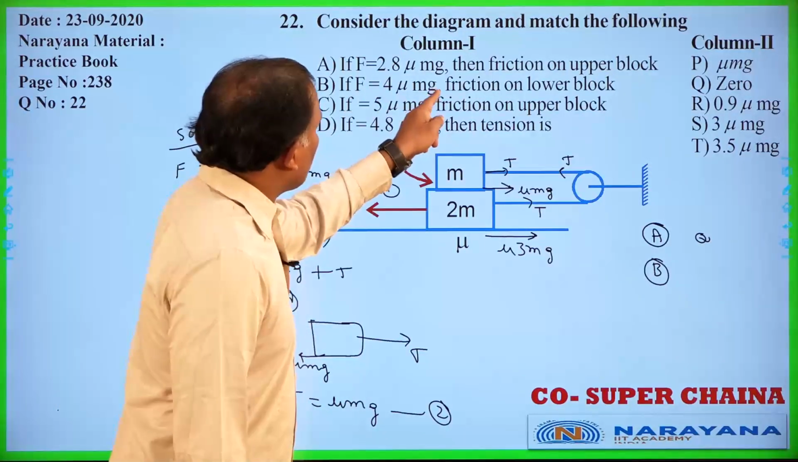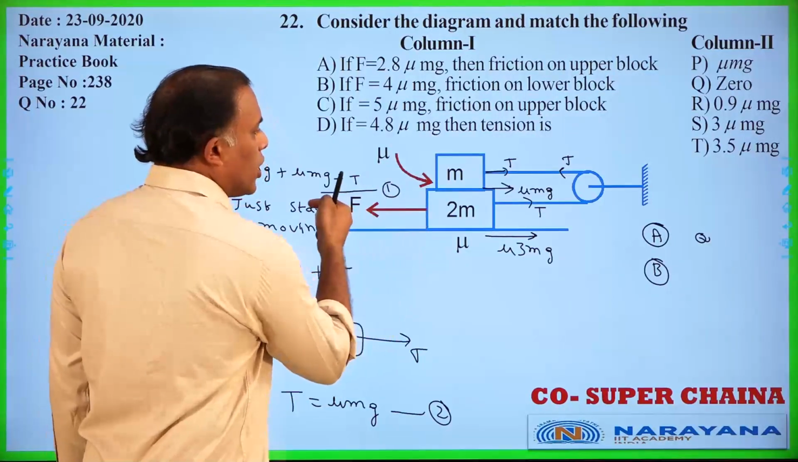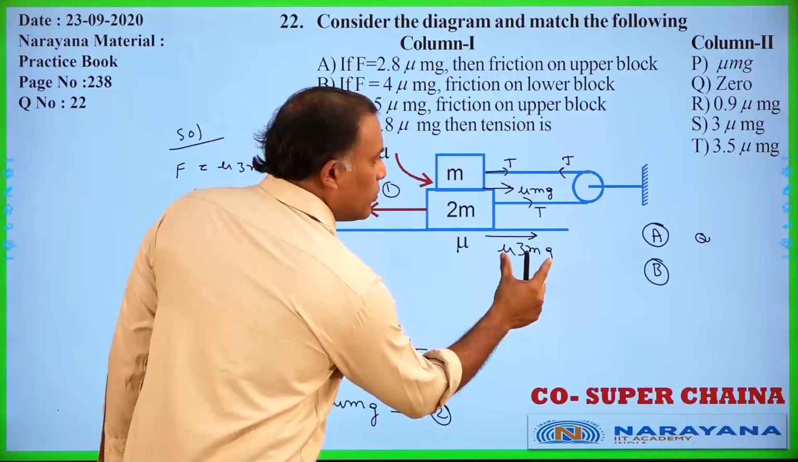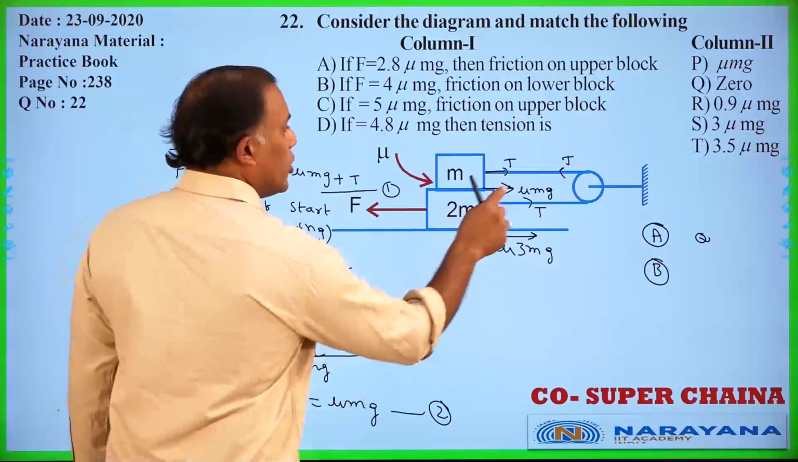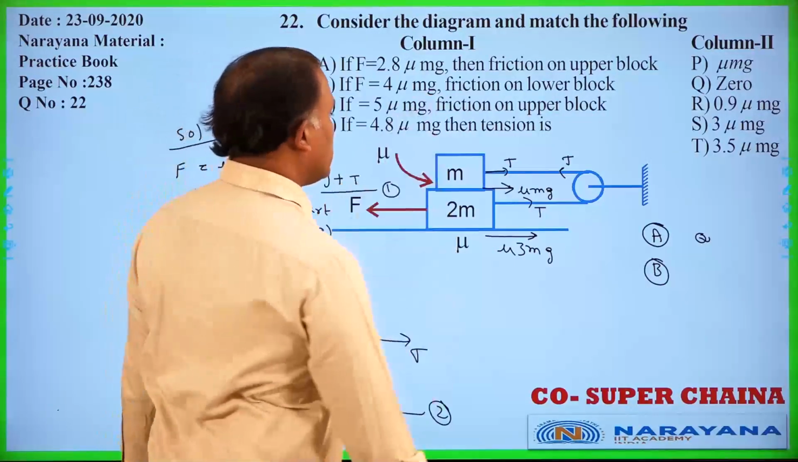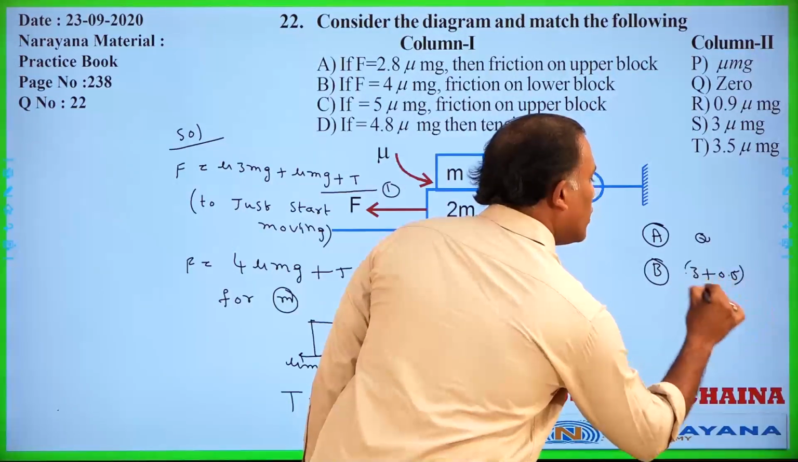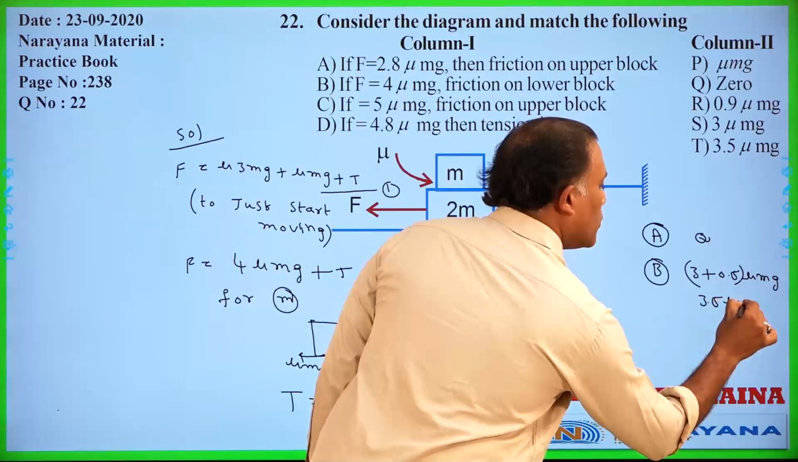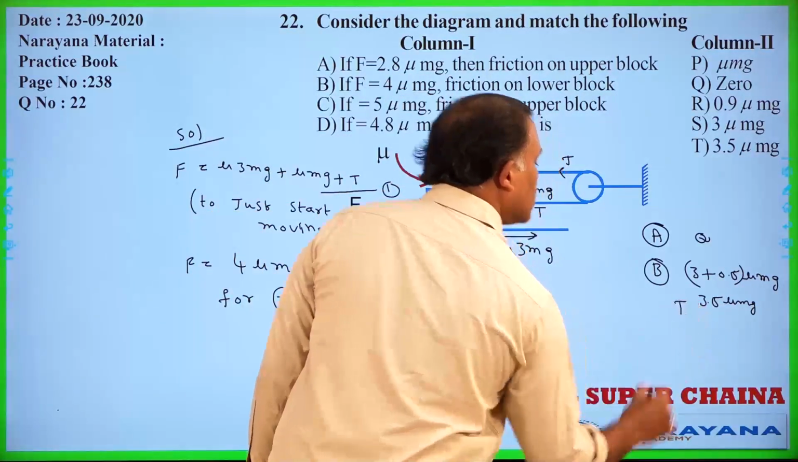if F is equal to 4 mu mg, he is asking you the friction on the lower block. So here, with 4 mu mg applied, the bottom contact will start moving first. So here it is 3 mu mg, and out of 4 mu mg, already 3 mu mg is used up. Then how much remains? Mu mg. So that means both will be sharing 0.5. So 3 plus 0.5 mu mg, that is 3.5 mu mg. So for that, B is T.